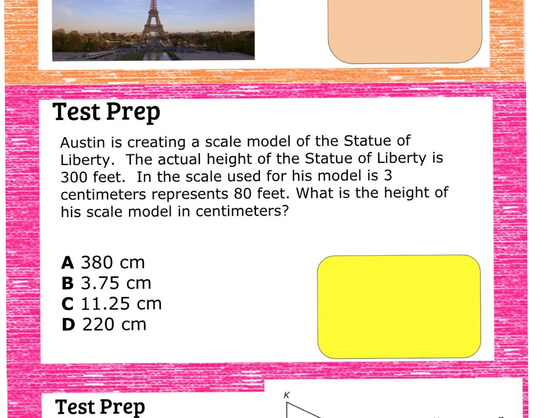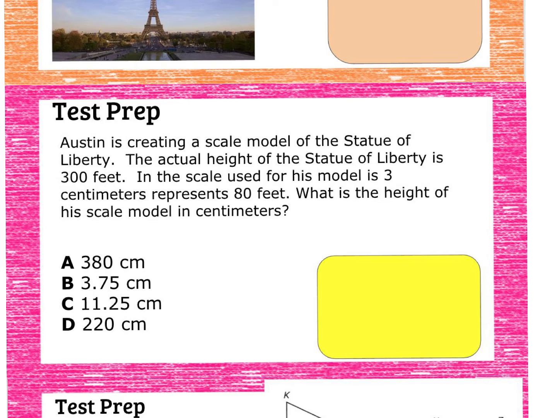All right, Austin is creating a scale model of the Statue of Liberty. The actual height of the Statue of Liberty is 300 feet. The scale for his model is 3 centimeters represents 80 feet. What is the height of the scale model in centimeters?